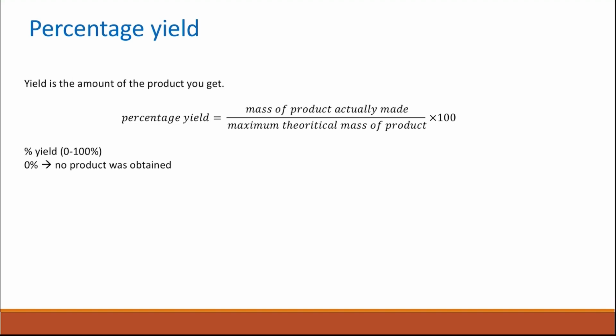Zero yield means no reaction at all, no product at all was produced. So your yield is basically 0%. And 100% means that all the expected product was obtained.